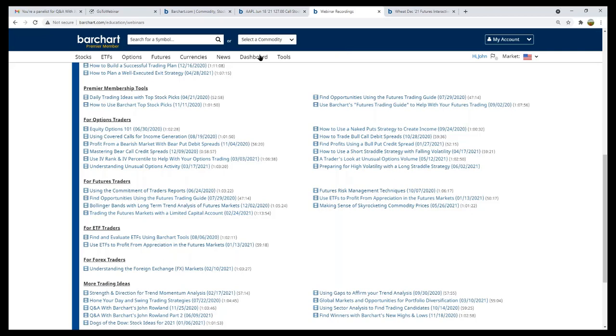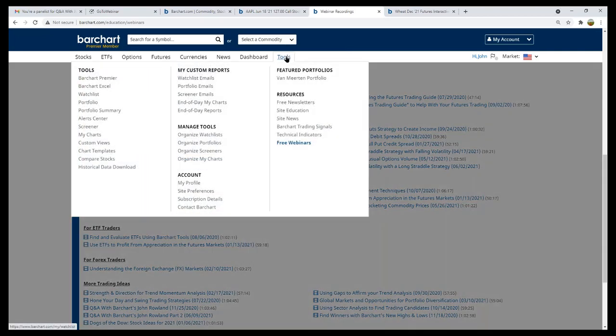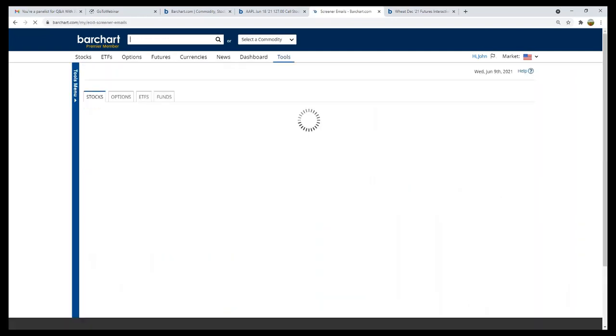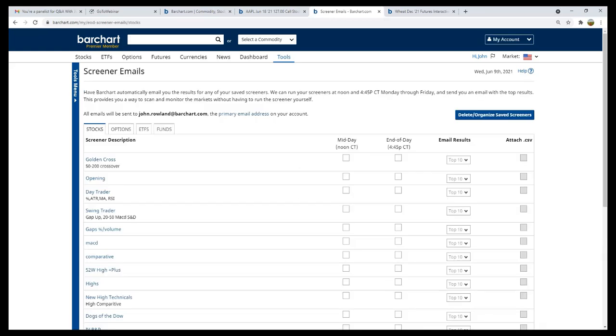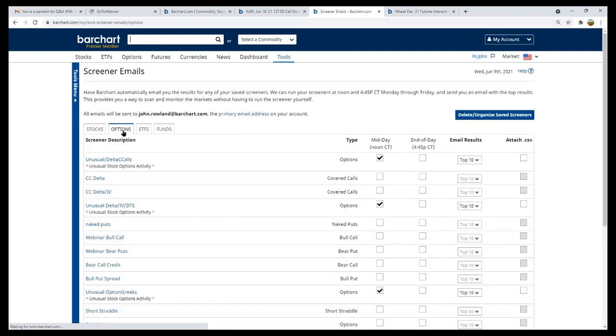Now, what I will do for the unusual options is I'll go into my screener emails, and this is part of the process that we need to do as traders, to help let Barchart do a lot of the work for you. I'm going to send my screener based on the unusual options activity, screeners that I've already developed that will help me really narrow down those trading candidates. And I'm going to have that sent to me at noontime so that I wait for the options market to get up and going, and let those trades start to develop.